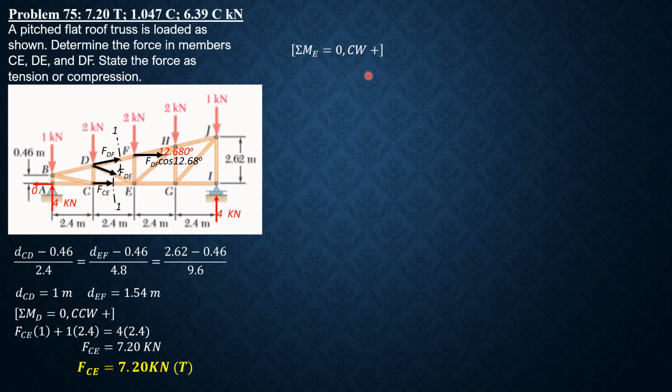Summation moment about E equals 0 clockwise positive. So FDF cosine of 12.68 times 1.54 plus 4 times 4.8 equals 1 times 4.8 plus 2 times 2.4. So that's the moment equation. So therefore, we can now compute FDF. FDF is negative 6.390 kilonewtons, or FDF is 6.39 kilonewtons compression.